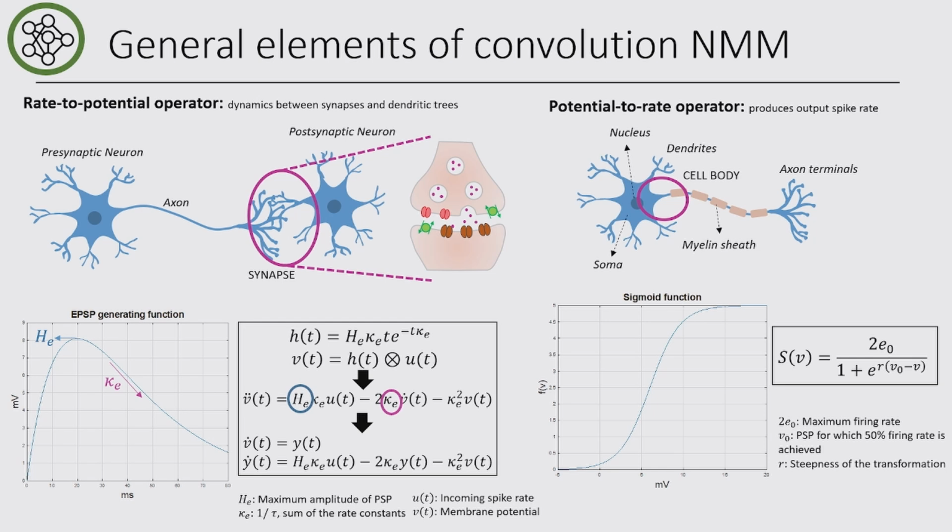And then the second part of the picture for your convolutional neural mass models is this guy here. And this guy is actually kind of everywhere in neuroscience and beyond.